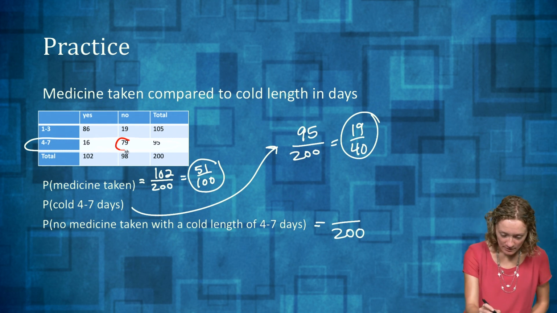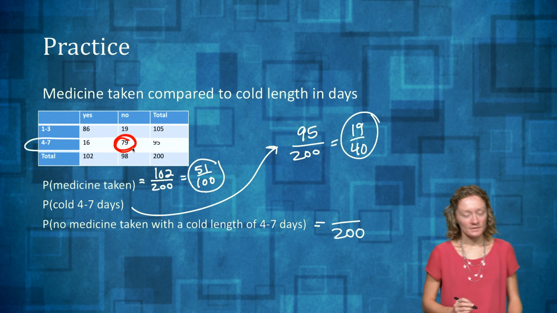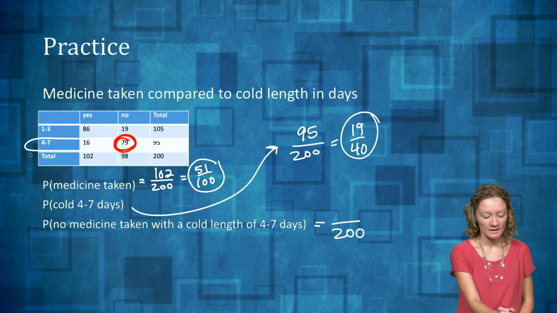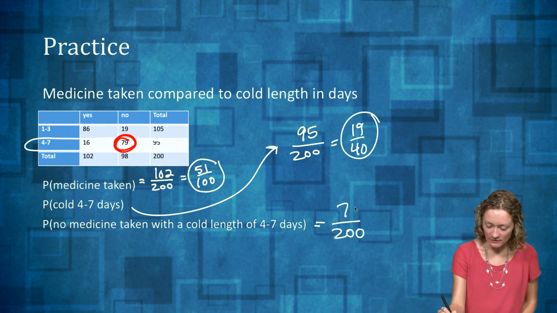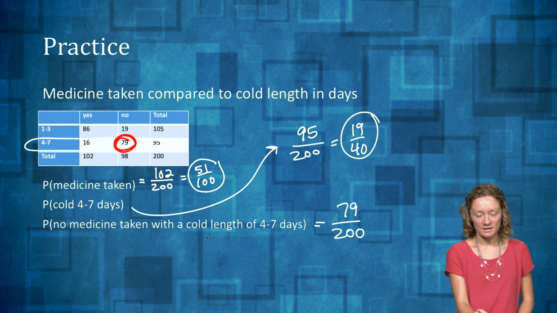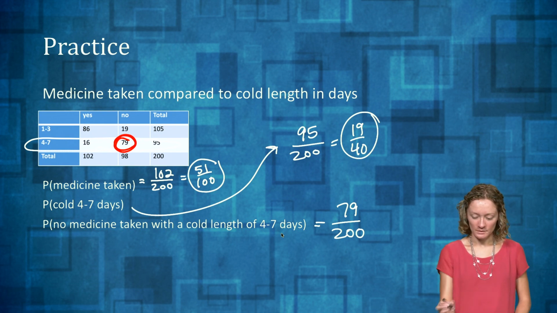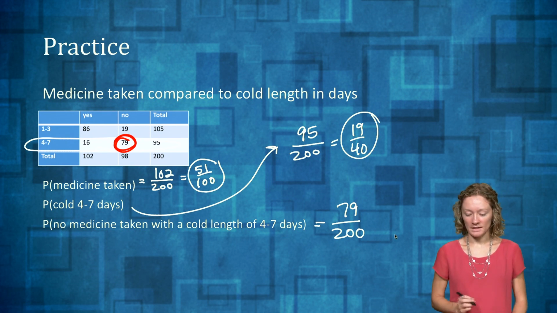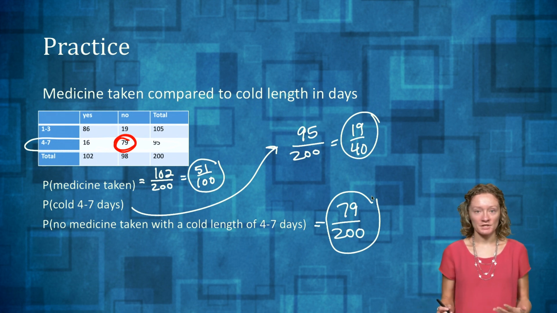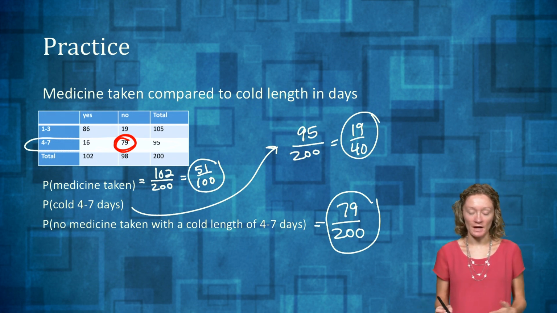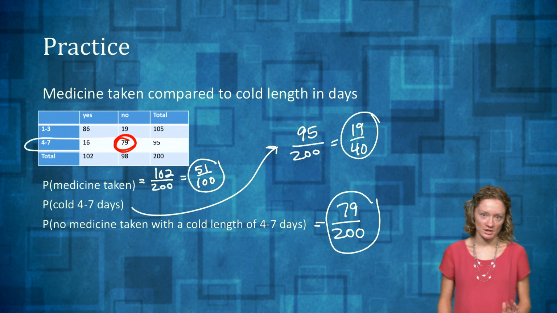They overlap right here. Those are the people who did not take medicine and had a cold length of 4 to 7 days. So of the 200, there are 79 no medicine, cold length 4 to 7 days. And this one does not simplify. So this would be your final answer. Again, an online homework system will be specific if it wants a decimal or not. Most of the time, it's going to ask for the fraction. So I would consider that to be the standard way of presenting answers, where the question is probability.